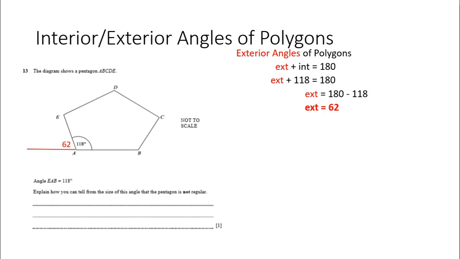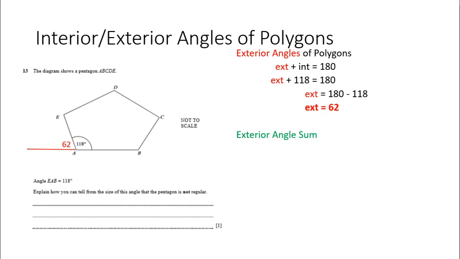Regular polygons have all sides the same and all angles the same. Now it's not drawn to scale, so we can't just guess at it. We've just worked out the exterior angle because that means we're going to use our exterior angle sum rule, which is a lot easier than the interior angle sum rule.